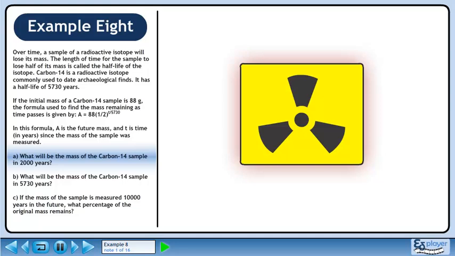If the initial mass of a carbon-14 sample is 88 grams, the formula used to find the mass remaining as time passes is given by A equals 88 times 1/2 raised to the t over 5,730. In this formula, A is the future mass, and t is the time in years since the mass of the sample was measured. In part A, we are asked to find the mass of carbon-14 in 2,000 years.